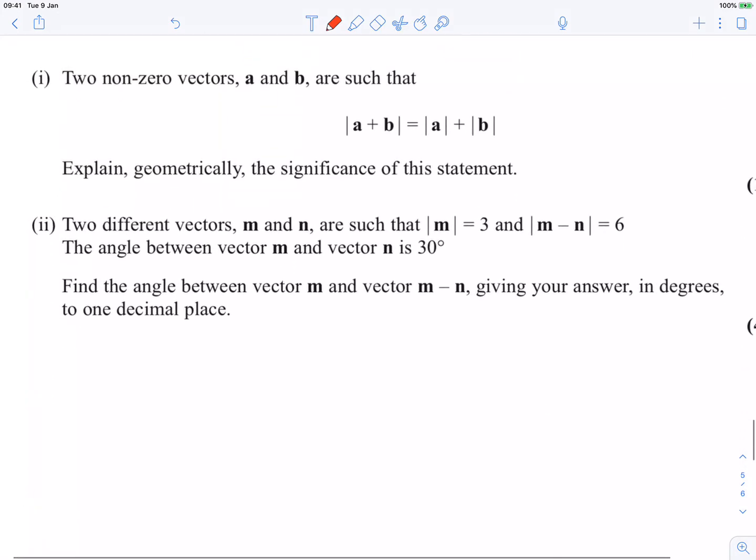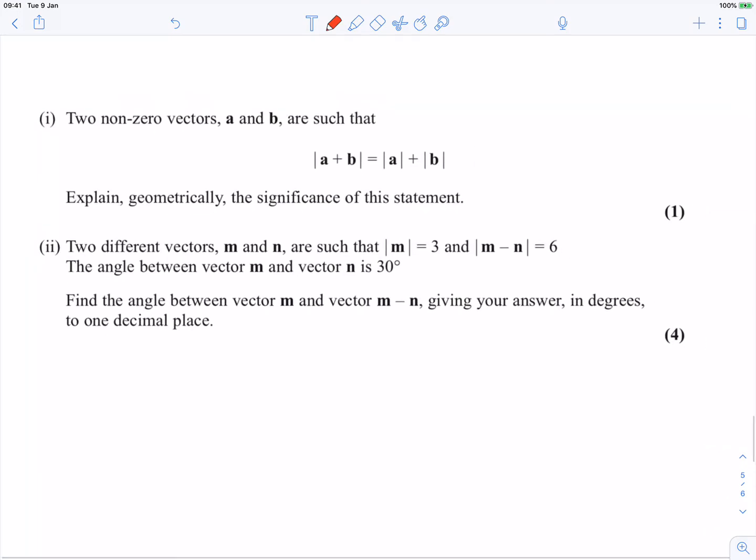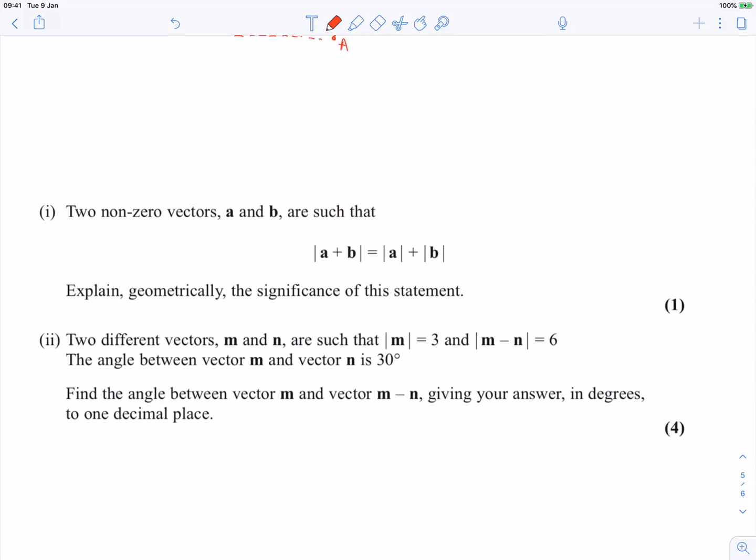Okay, next question, bit tricky. Pause the video, have a think about what's going on. I'll go through it in a second. Okay, 2 non-zero vectors A and B are such that the length of A plus B is the same as the length of A plus the length of B. Explain geometrically the significance of this statement.